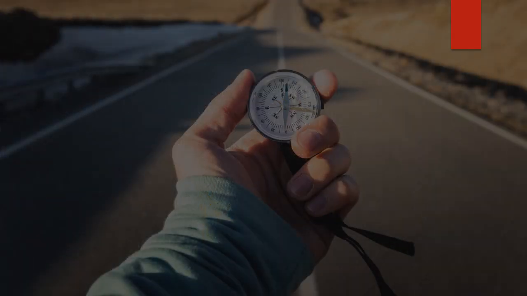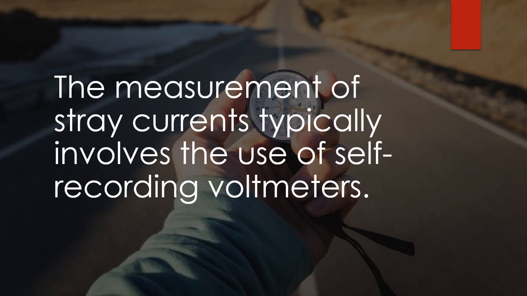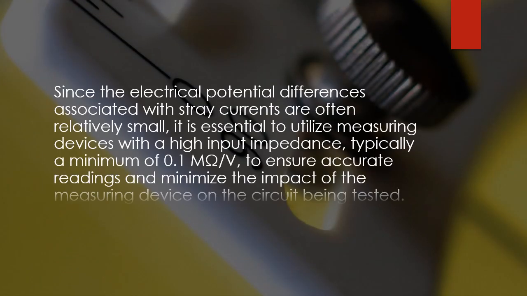The measurement of stray currents typically involves the use of self-recording voltmeters. Since the electrical potential differences associated with stray currents are often relatively small, it is essential to utilize measuring devices with a high input impedance, typically a minimum of 0.1 mΩ/V, to ensure accurate readings and minimize the impact of the measuring device on the circuit being tested.